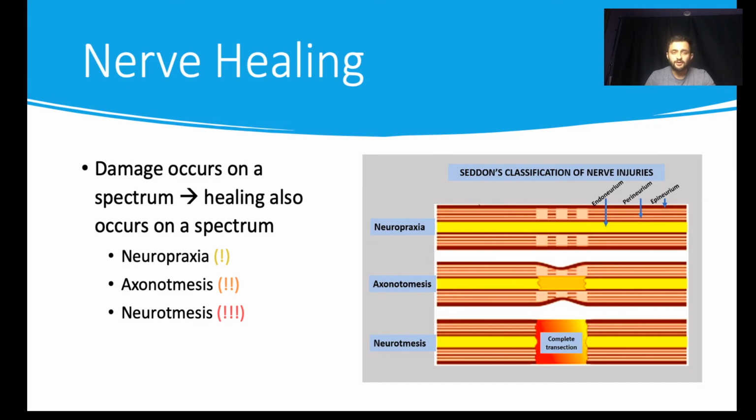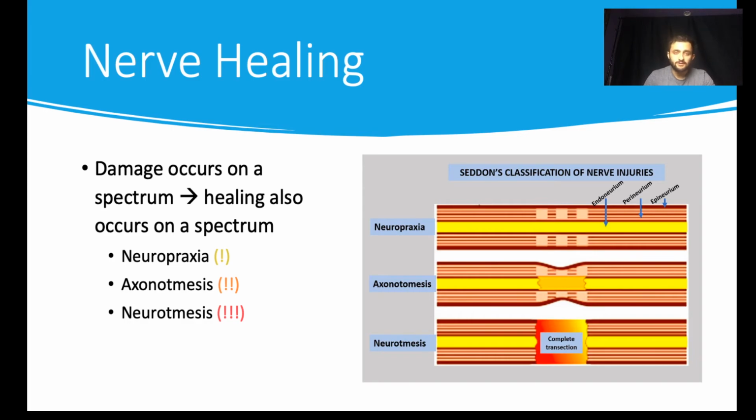When we think about nerve healing, we need to also think about nerve damage. Damage occurs on a spectrum, right? We have simple things as small as a contusion, and then we have absolute, when we sever something, like severing a nerve, severing an artery. When we think about the entire spectrum, there are obviously some things that are more mild and more severe. So similarly, there are different responses from the body.